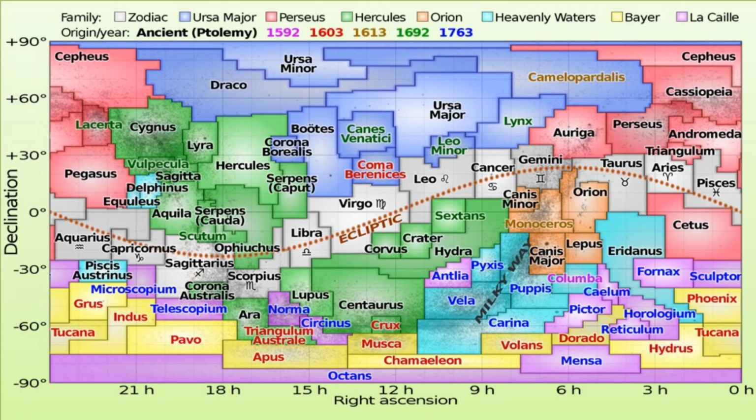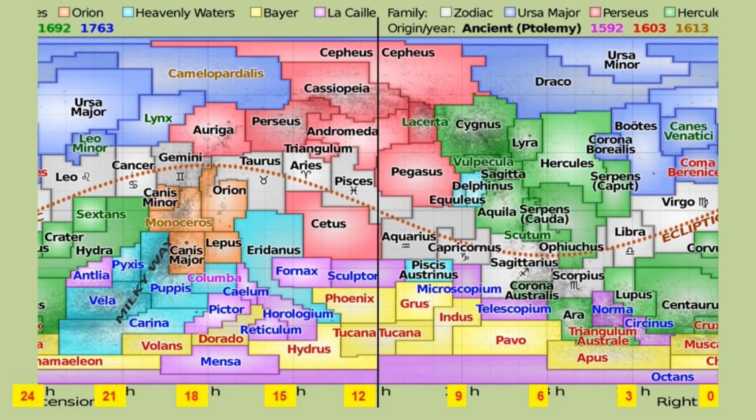If we cut the existing constellation map and rearrange it according to the descriptions of the scriptures, it exactly matches the details of the scriptures. Now you can see the constellation Pegasus and Auriga at 12 and 18 hours respectively.